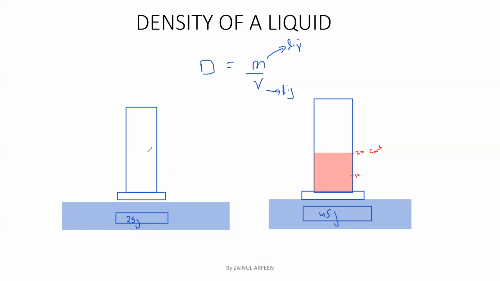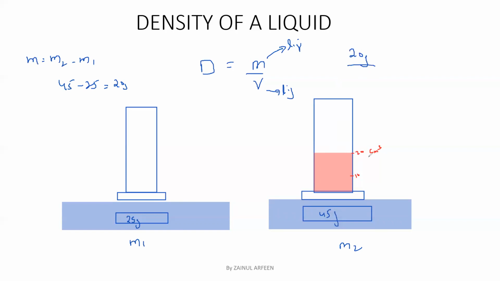The mass of the empty cylinder was 25 and the mass of the filled cylinder is 45. So how will I get the mass of the liquid? I'll subtract the two masses. If I say this is M1 and this is M2, the mass of the liquid will be M2 minus M1. So it is 45 minus 25, which equals 20. So the mass of the liquid inside is 20.